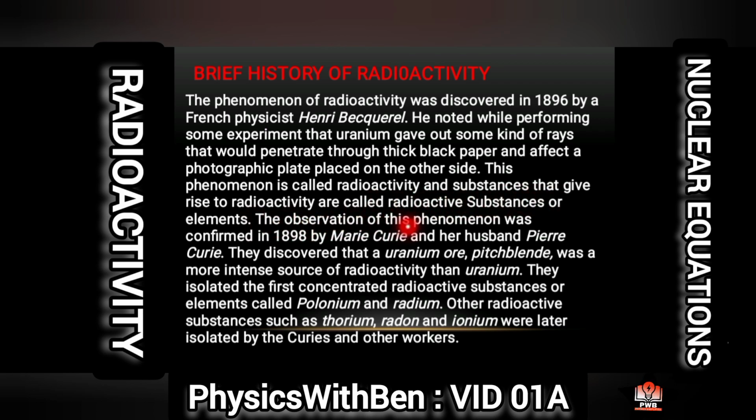The observation of this phenomenon was confirmed in 1898 by Marie Curie and her husband Pierre Curie. They discovered that pitchblende was a more intense source of radioactivity than uranium. They isolated the first concentrated radioactive substances or elements called polonium and radium. Other radioactive substances such as thorium and radon were later isolated by the Curies and other workers.